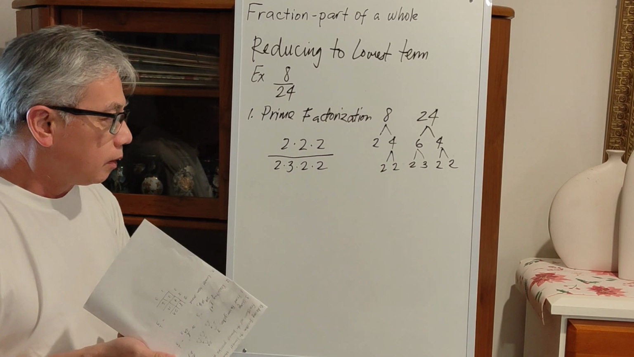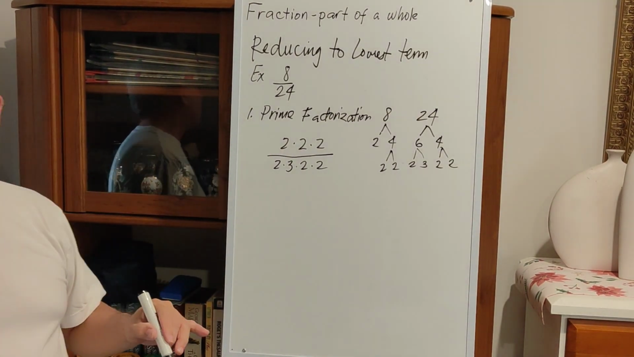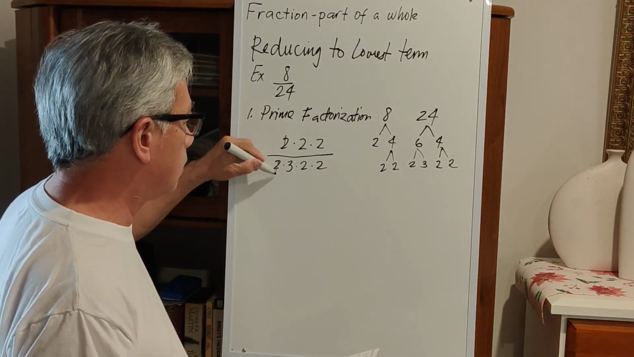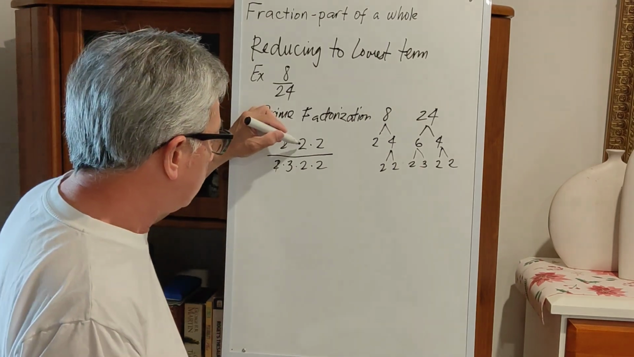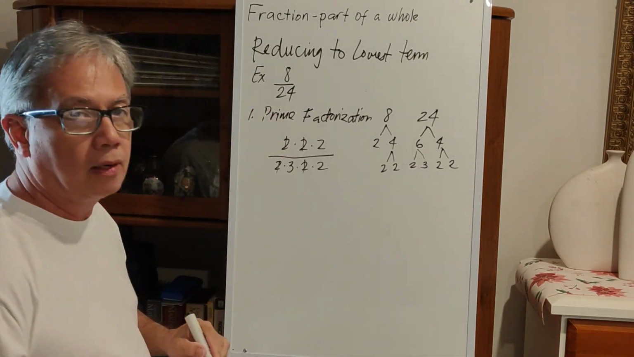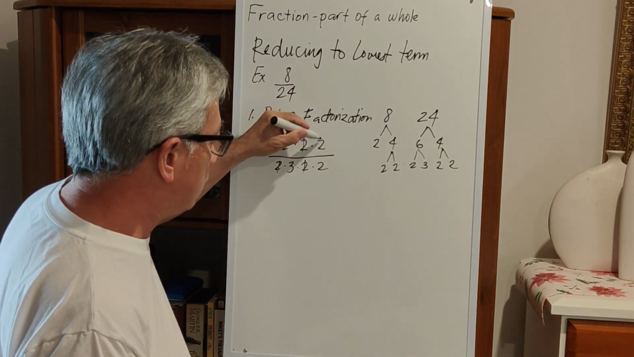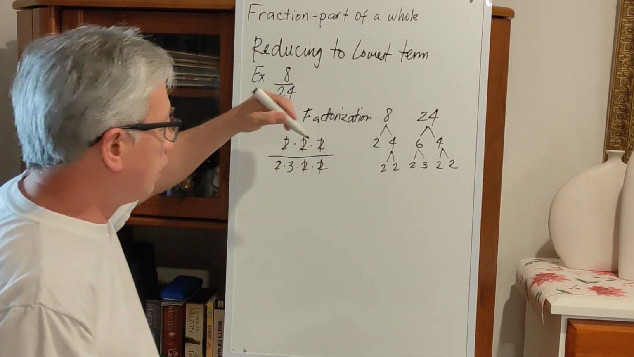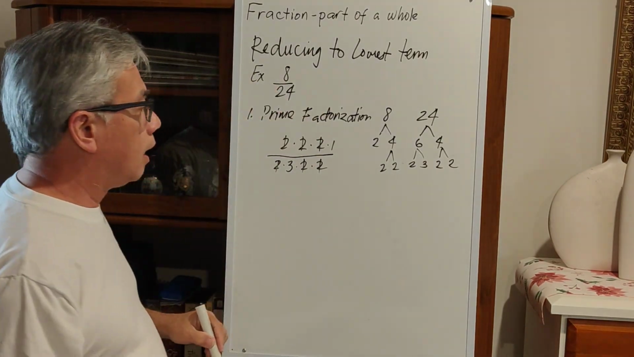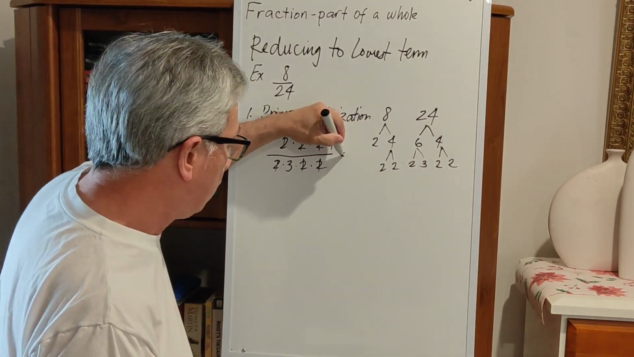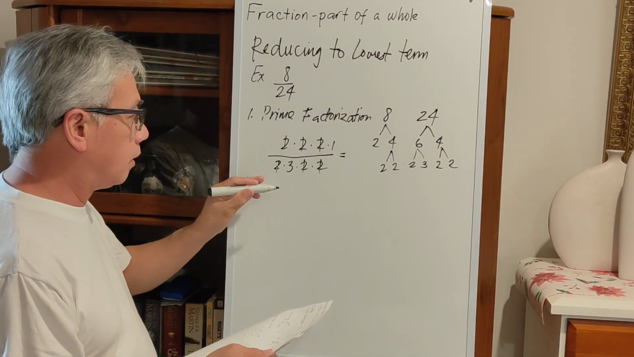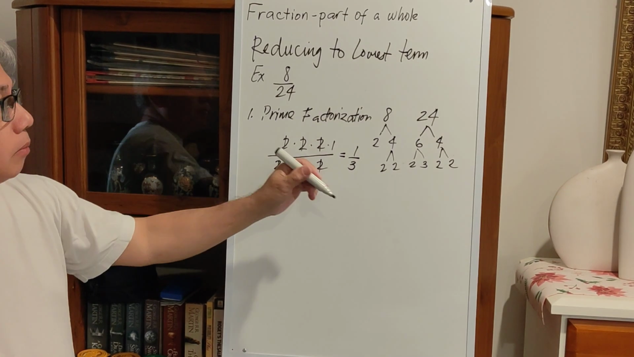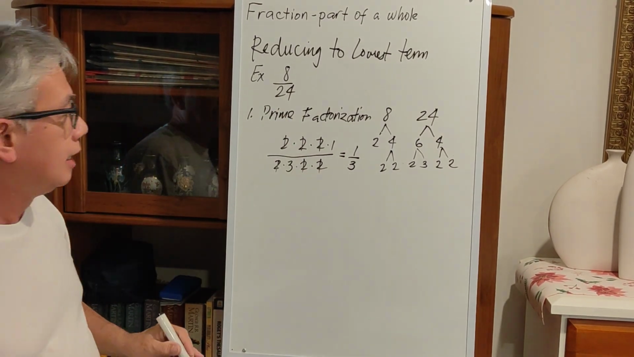Now, a number divided by itself is 1. So this one, 2 divided by 2, we can cancel it because it will be equal to 1. This again, 2 divided by 2 is also 1. And then 2 divided by 2 is also 1. So we can cancel all 3. Now there's no number left at the top, we can multiply it by 1. Now we can rewrite it. If we cancel everything, what is left is 1/3. So the lowest term of 8 over 24 is 1/3.